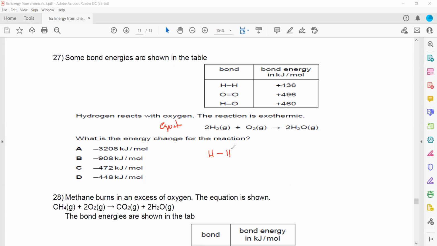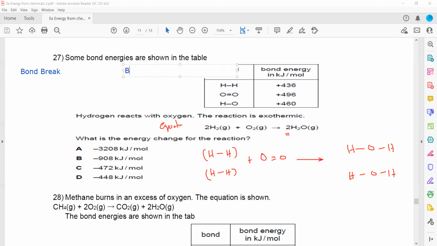H2 means a hydrogen-hydrogen bond is there. O2 means oxygen double bonded with oxygen. And H2O means H, oxygen, and then H. And there are two molecules, so there will be two molecules of H, O, and H. So the reactant side is the bond breaking side, whereas the product side is bond forming.